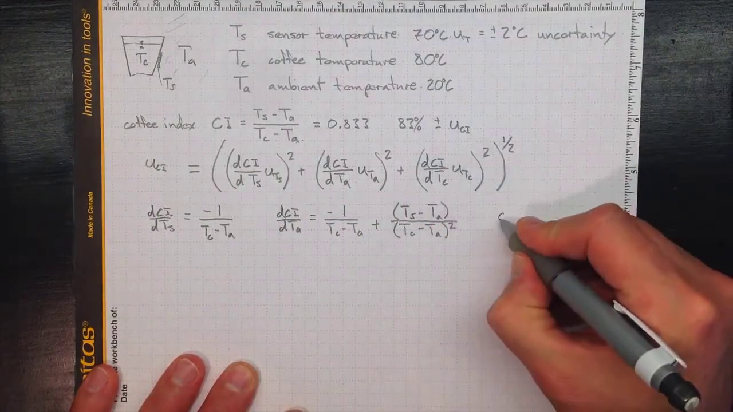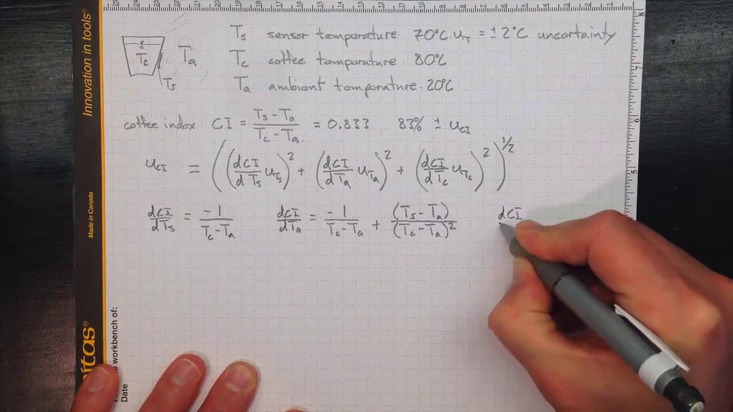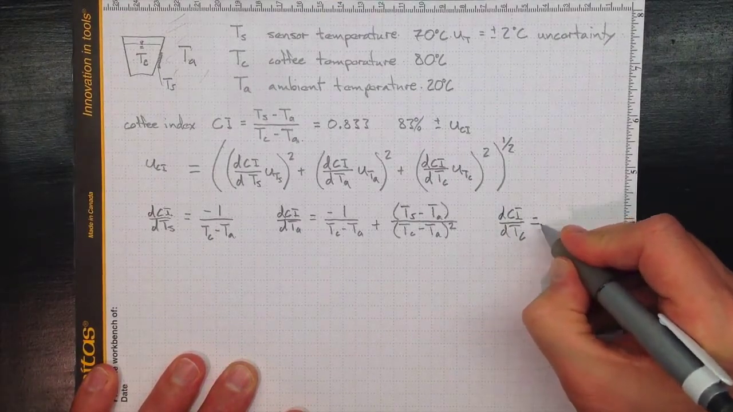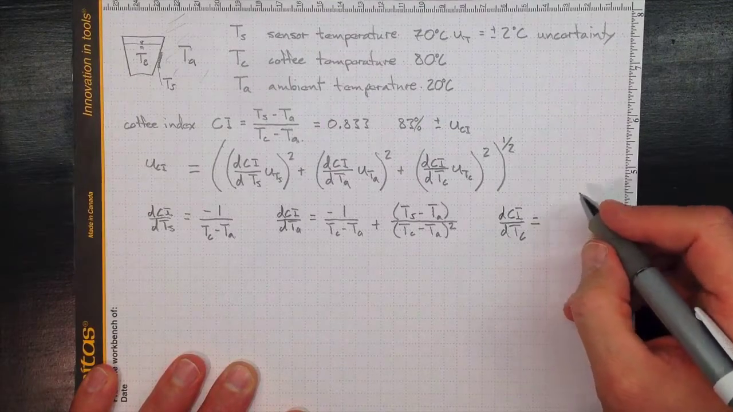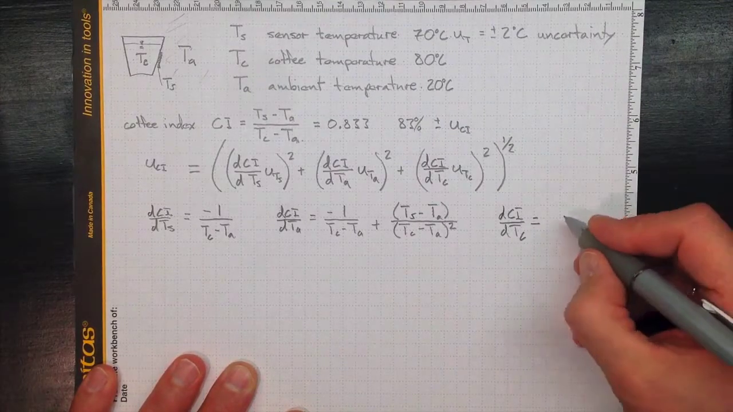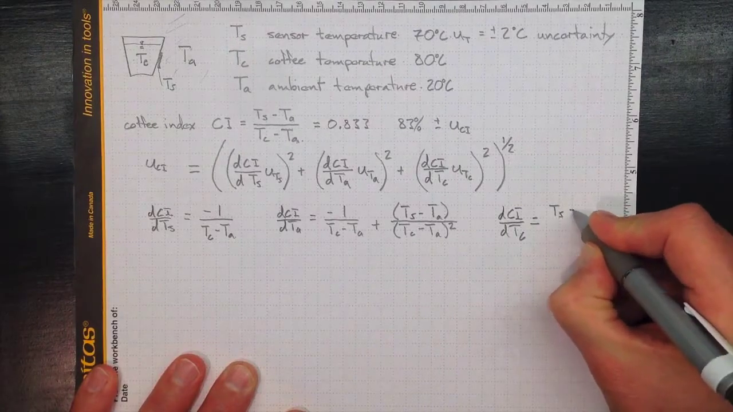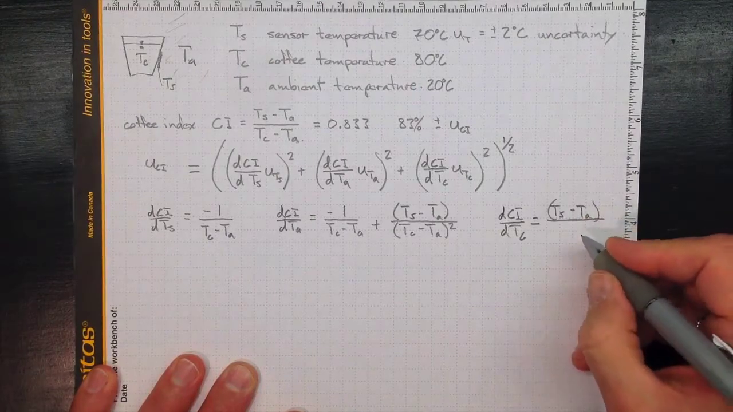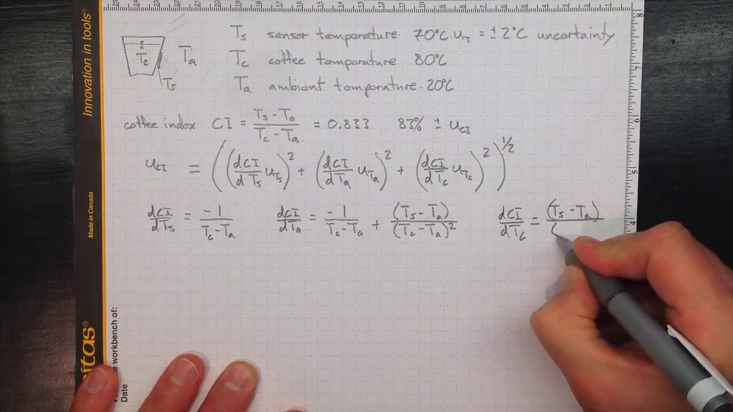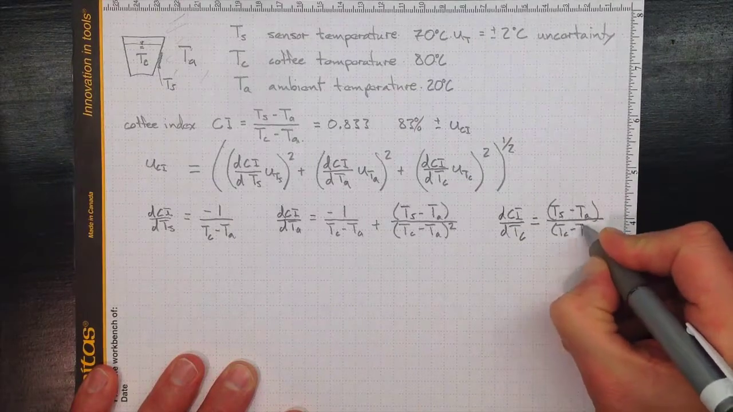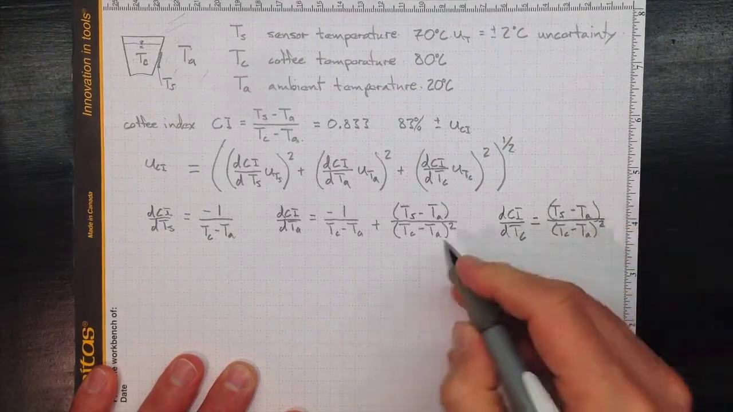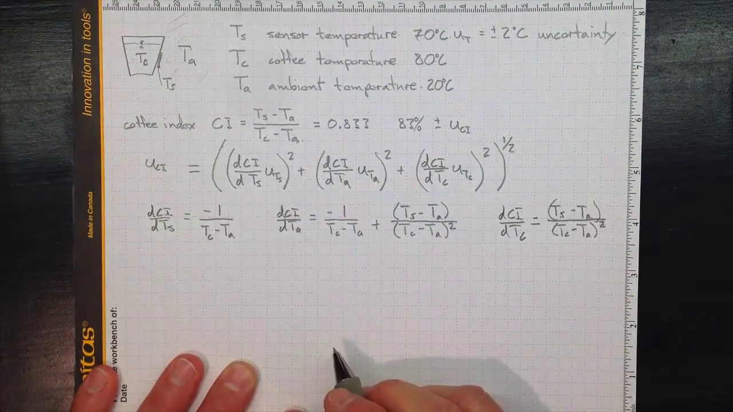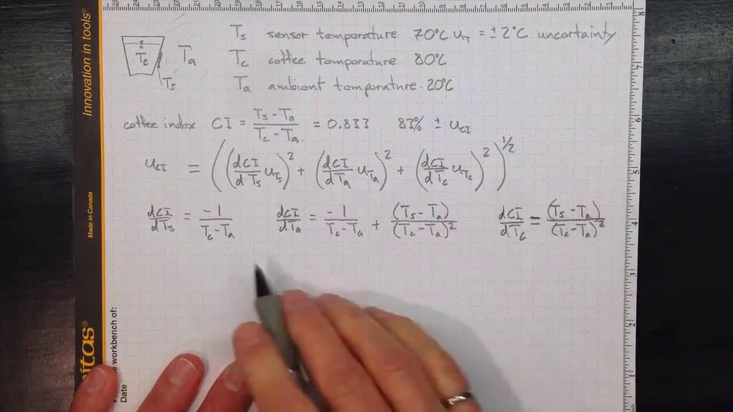And finally, dCi dTc will just be equal to Ts minus Ta divided by Tc minus Ta squared. So that's coming from the Tc down here, down below. So I've got those derivatives.